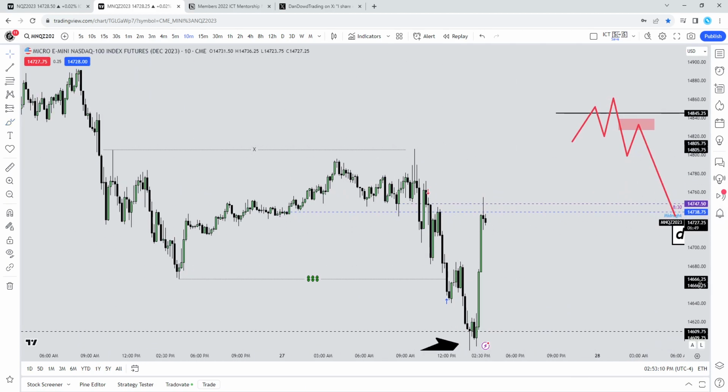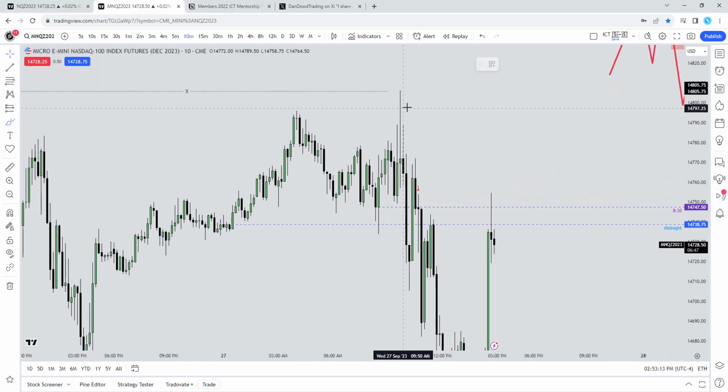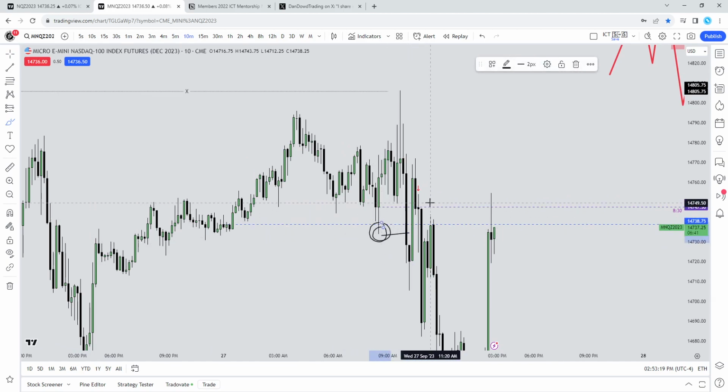I want to see the 2022 model. So price raids buy side liquidity. I want to see a market structure shift. When price takes out this low right here, that's a market structure shift to the downside.